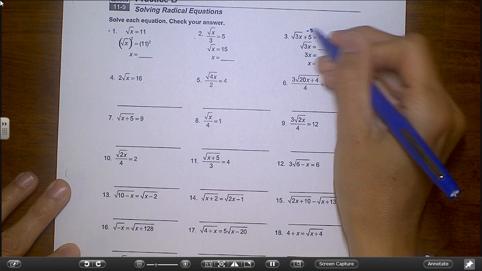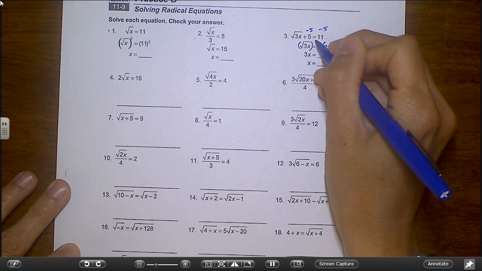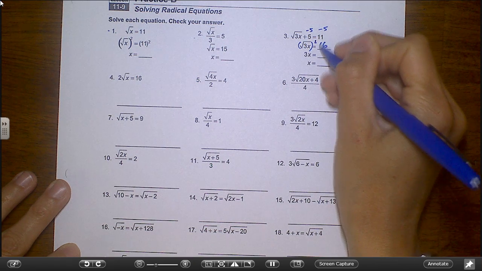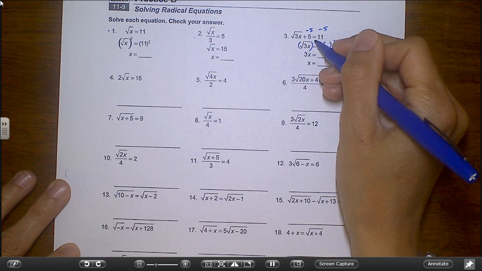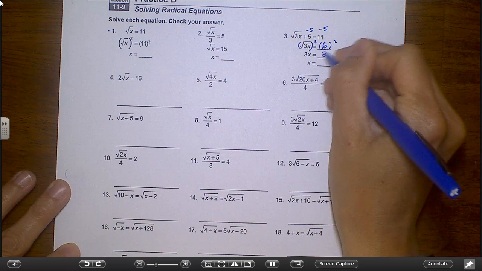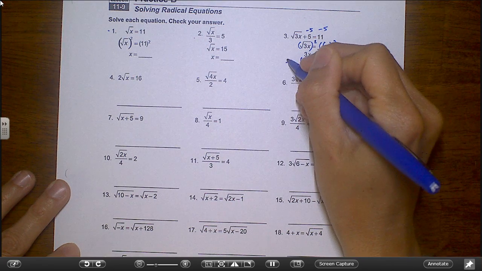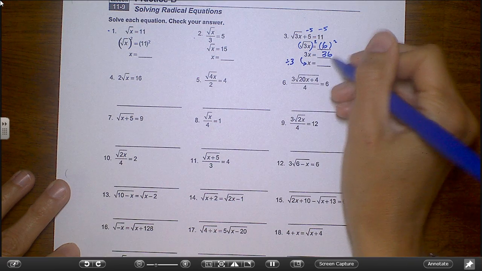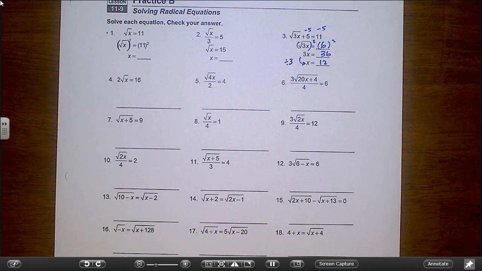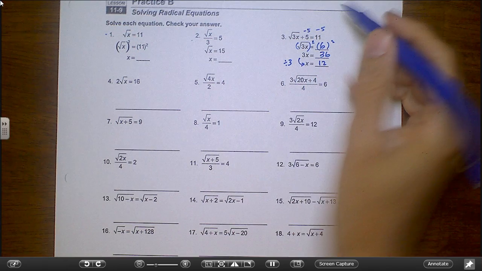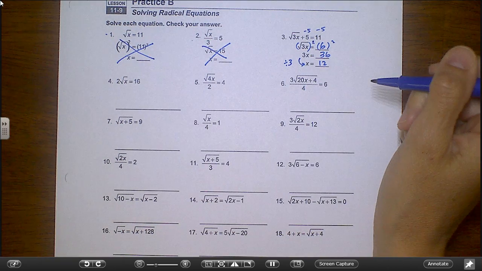Well, they subtracted 5 from 11, right? So it'd be 6. And then what do they do to get from here to here? Well, they squared both sides, to get rid of the square root. So they would have had to square it. So 3x equals 36. And then to get from here to here, they divided by 3. So 36 divided by 3 is 12. Okay, so if that confuses you, just those first 3, you might even just want to go, whatever, I don't need that, and just solve it.